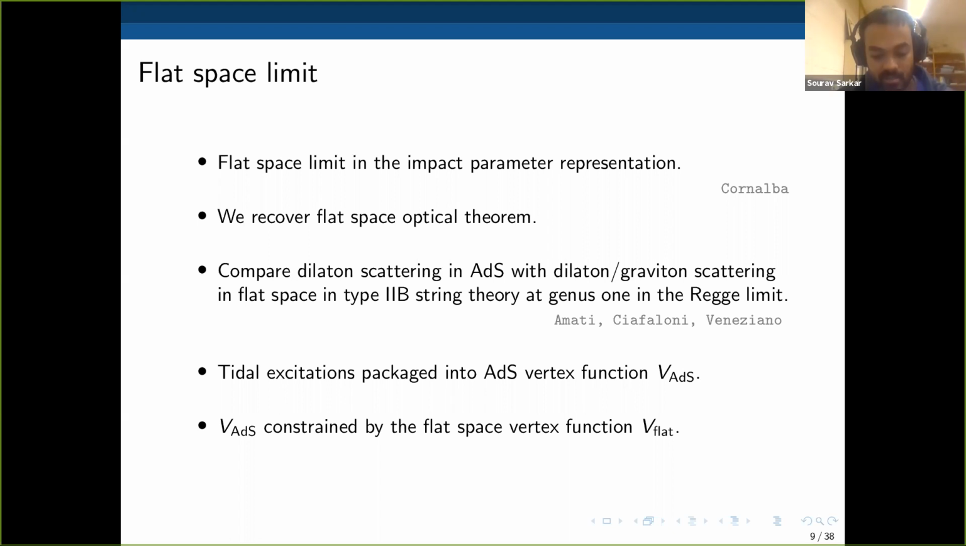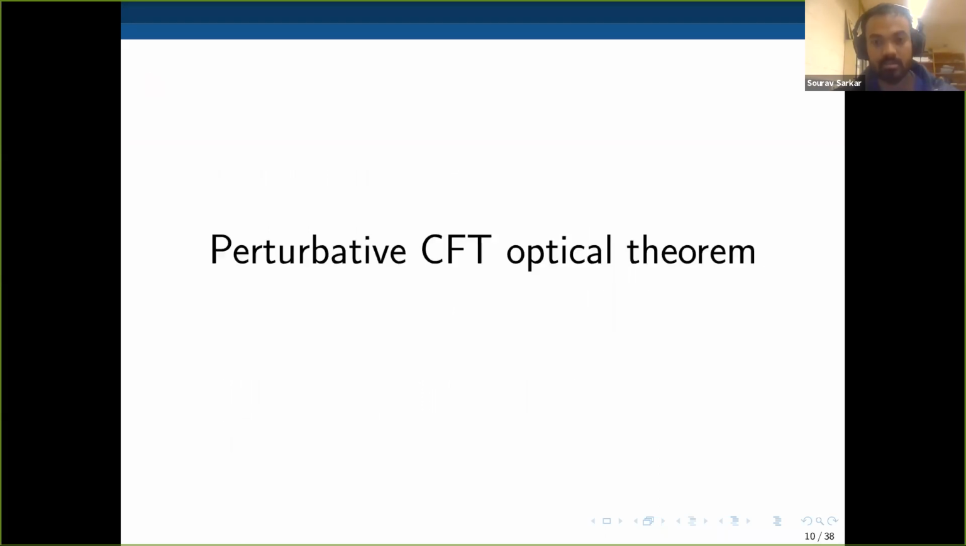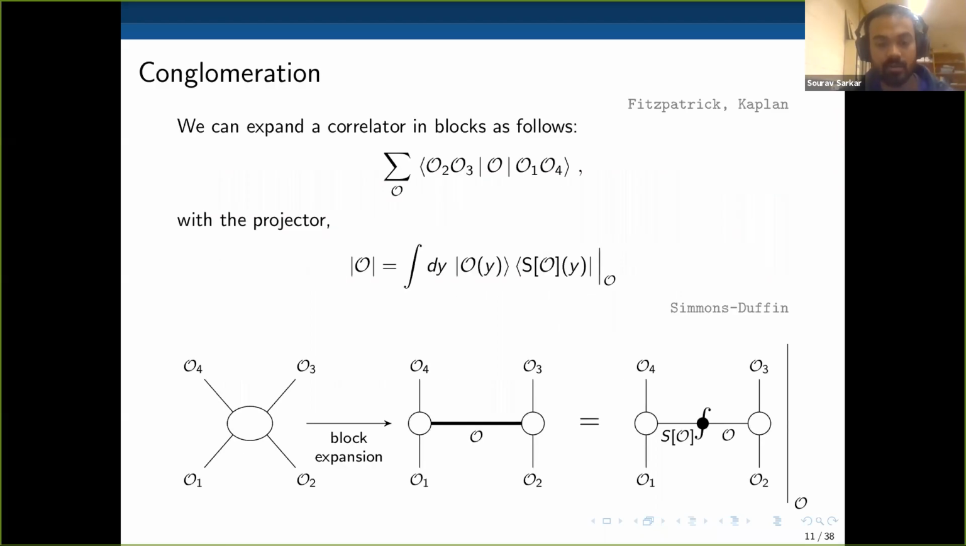Then we can consider concretely the scattering of four dilatons at one loop, at genus 1, in the Regge limit. The corresponding result in flat space type IIB string theory is known, and there too the tidal excitations are described by a vertex function. So the flat space limit imposes some constraints on the vertex function in AdS. Okay, so now let's go more into the details. First we talk about the perturbative optical theorem.